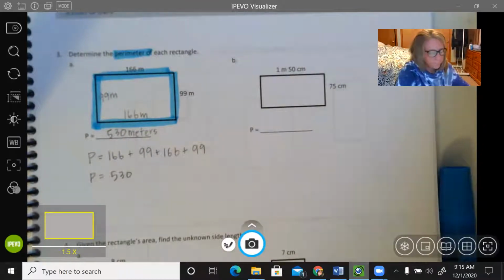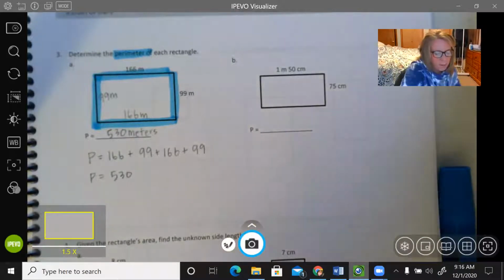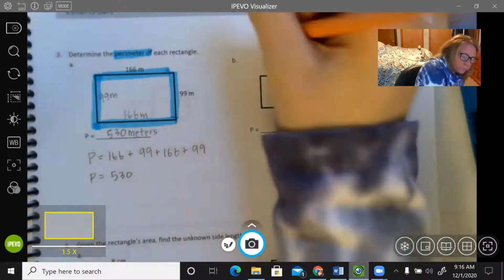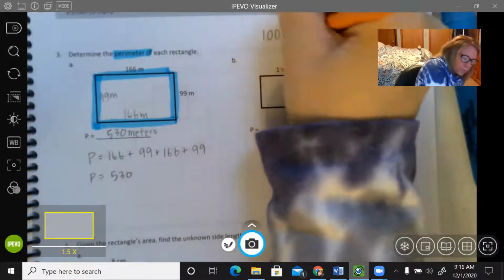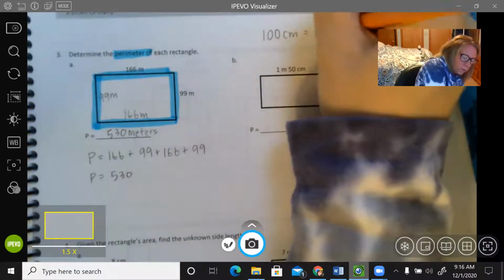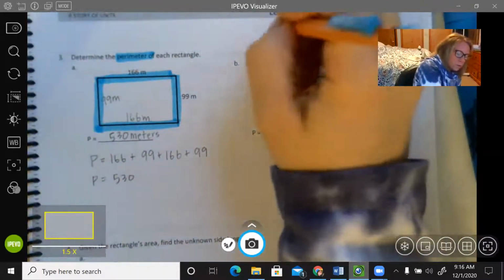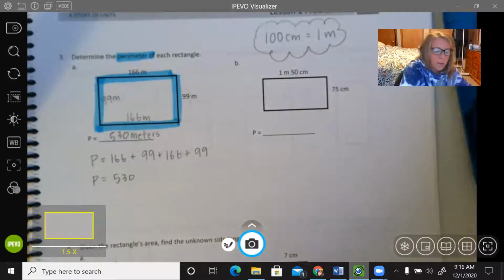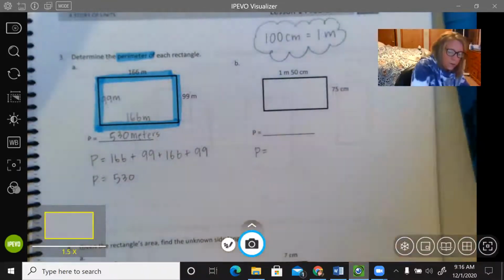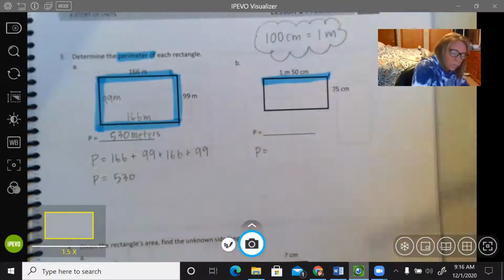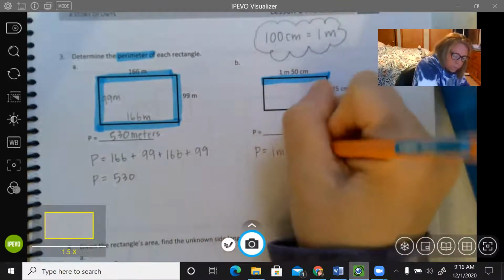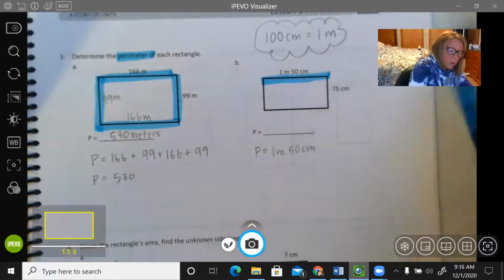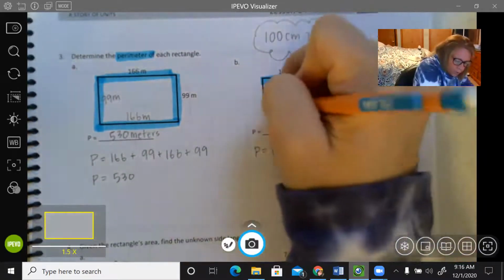Okay, now here's one. Good thing we practiced those conversions earlier this year. We have a side length being 1 meter and 50 centimeters. So if you remember, 100 centimeters equals 1 meter. This was something we did a couple weeks ago. So I'm going to keep that in mind when I'm adding up my perimeter. So I know that I need to add up 1 meter and 50 centimeters. And I'm going to mark my other sides.